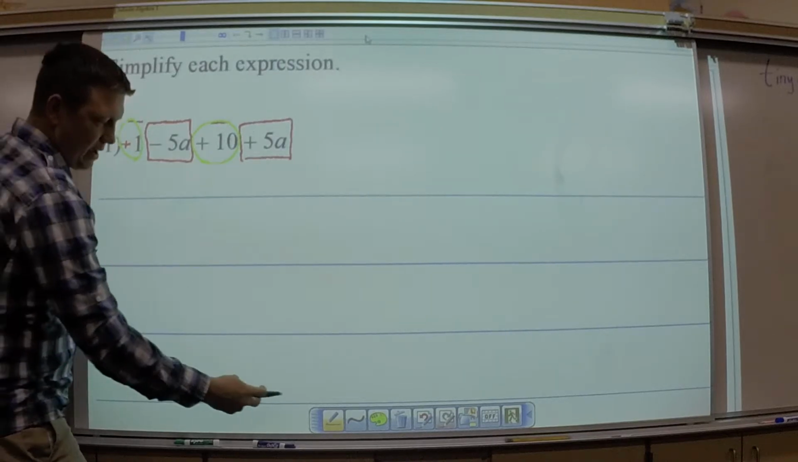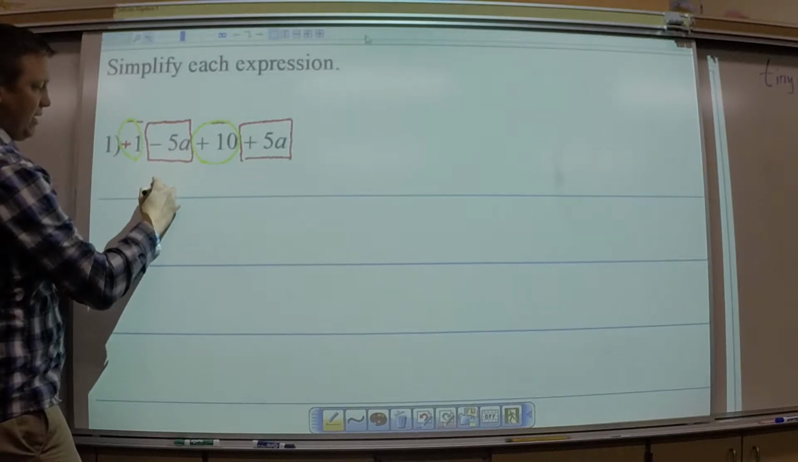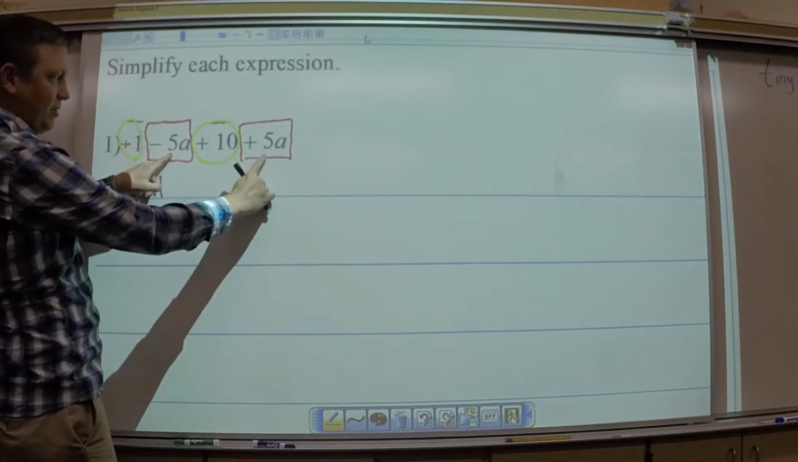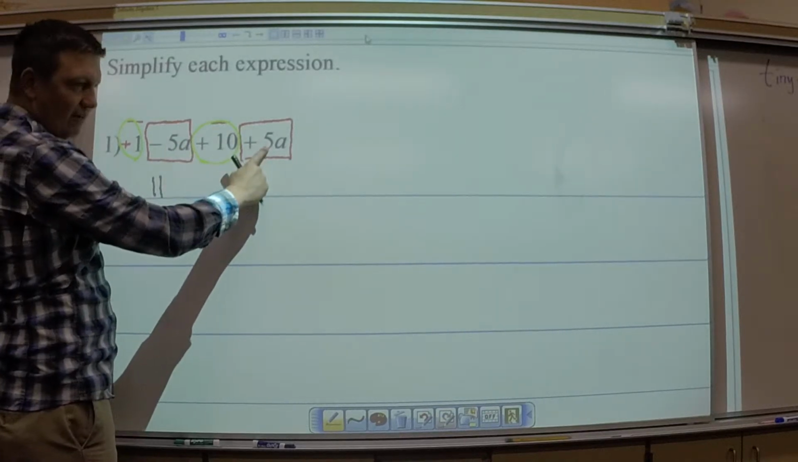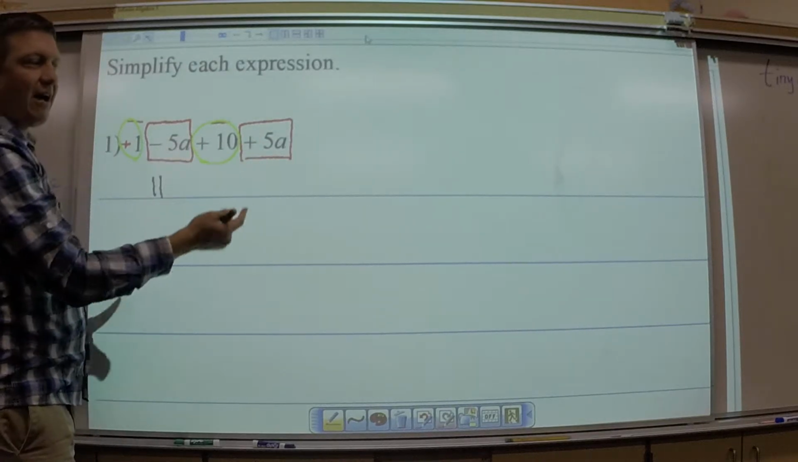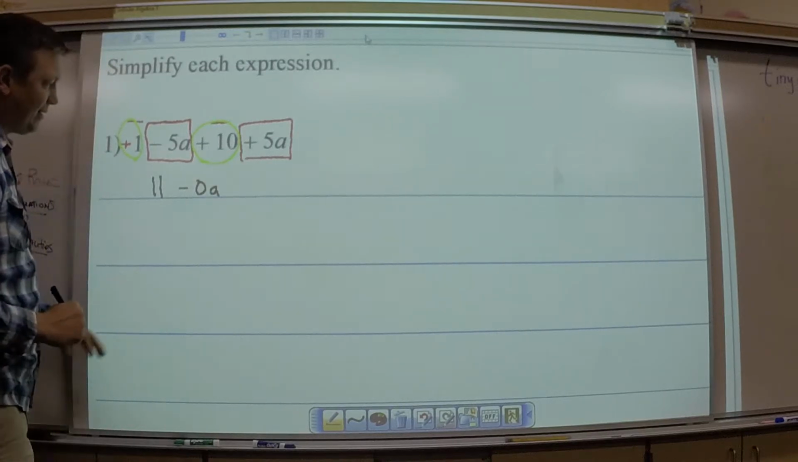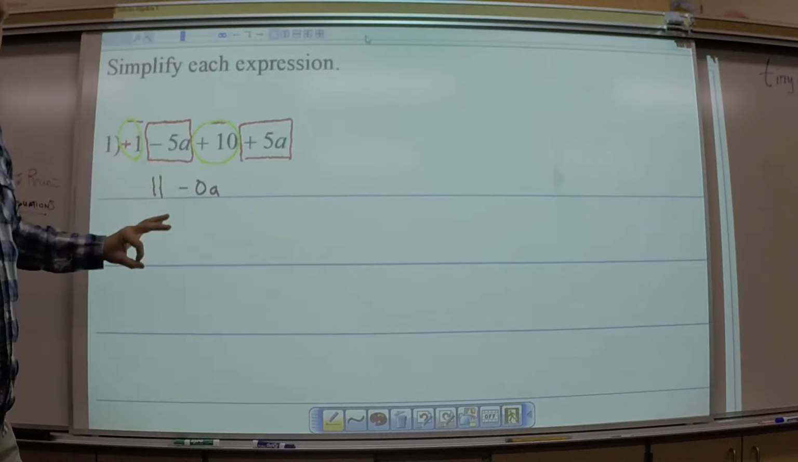10 plus 1, rewrite it, just drop it down, and it's going to be 11, all right? I combined those up. Now I combine these up, and it's really -5, you could say, plus 5. Or you could say it the other way and say 5 minus 5. 5 minus 5 turns into 0. Really, it's minus 0a. Well, 0a is the same thing as 0 multiplied by a.